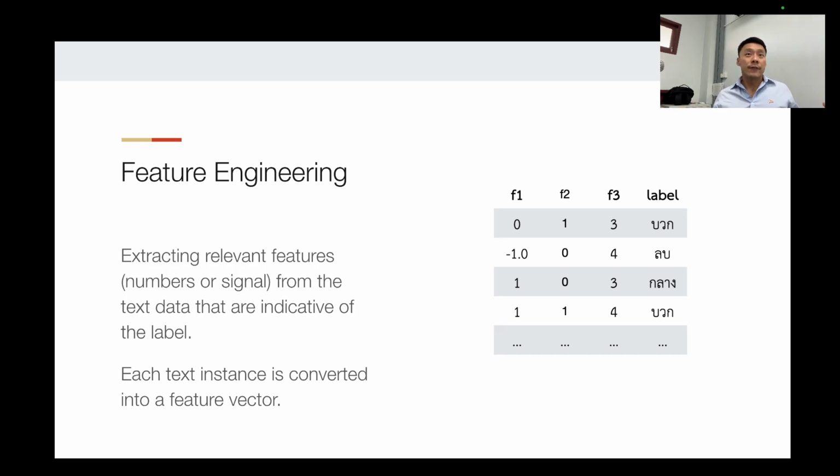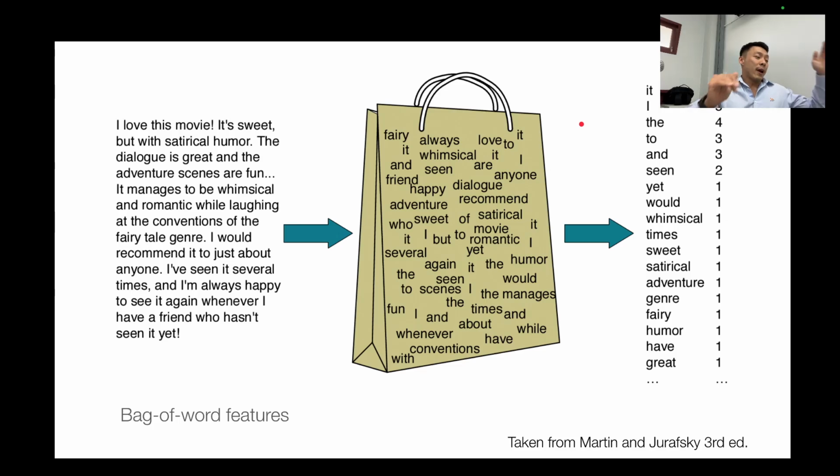How do you get a good feature vector? That's what we'll talk about very extensively. One feature vector that we use a lot is called the bag of words feature vector.